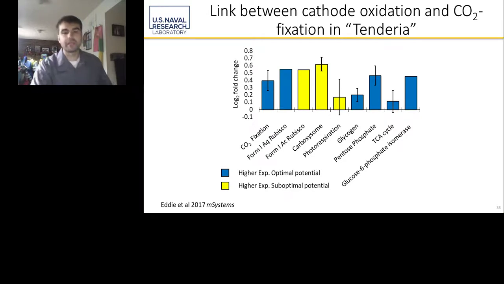If we look at the genes that are more highly expressed at the suboptimal potential, we see the genes for this form 1AC rubisco, which is the more efficient but higher overhead one, and then also the carboxysome fits in there. So this is suggesting that at this potential they're actually trying to be more efficient, even though it's going to be a less fast way to grow.